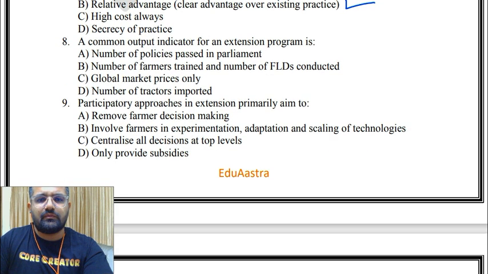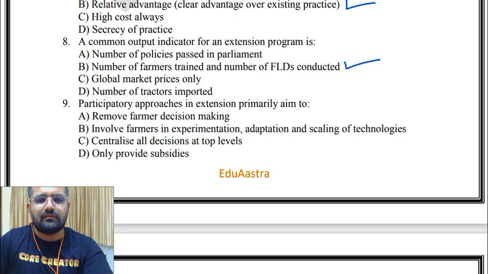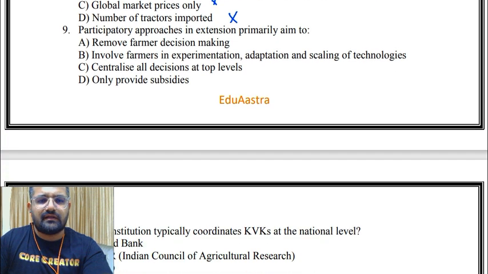Then a common output indicator for an extension program is: number of policies passed in parliament, number of farmers trained and number of FLDs conducted, global market prices only, number of tractors imported. So B is our answer, number of farmers trained and number of FLDs conducted.